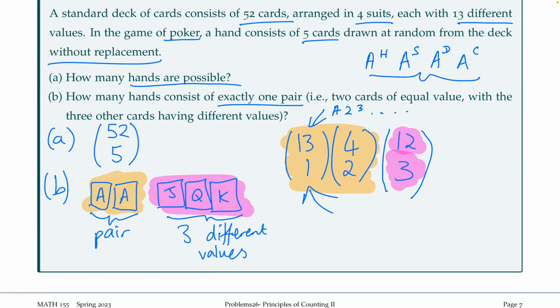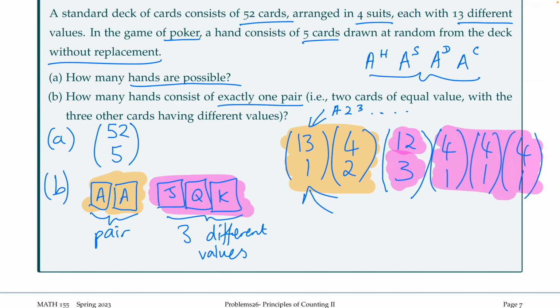The final thing we need to account for is the suit of those cards. So for each of those 3 cards, there are 4 possible choices of suits. 4 choose 1, 4 choose 1, 4 choose 1. So this pink bit deals with the 3 cards of different values. The orange bit deals with the pair that we start with.